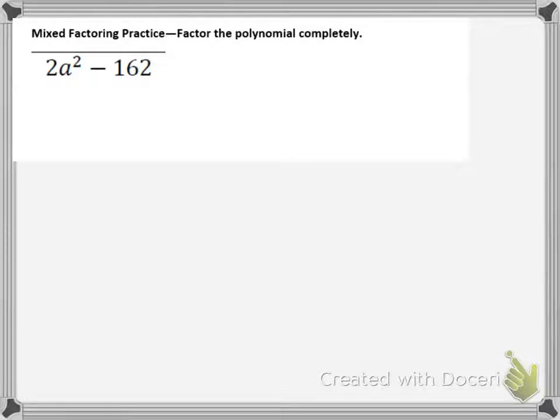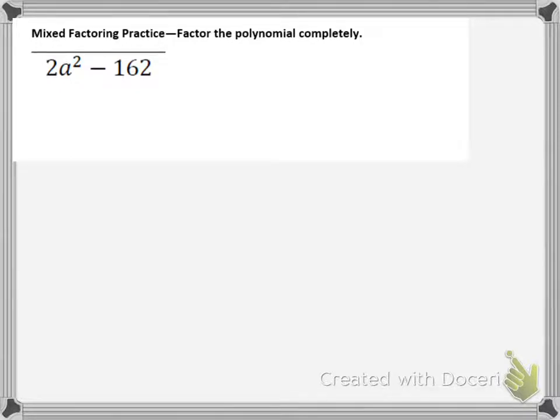In this example, we are going to look at what I'm calling mixed factoring practice. Now that we've learned about all different types of polynomials that can be factored, we need to be able to understand which pattern we're going to use with any given polynomial that we're trying to factor. So let's look at this polynomial we have here. I have to factor 2a squared minus 162.